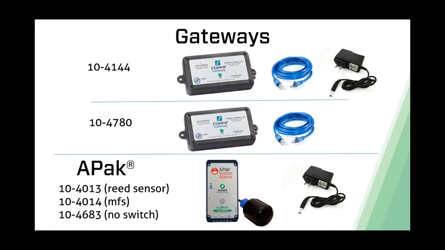On the APAC, there are 3 Z-Control enabled models. One comes with a reed sensor, one comes with a mechanical float switch. That's what MFS is. And if you're just using the APAC to monitor another product, you can buy it without a switch to save a little bit of money. That's what the 4683 number is.